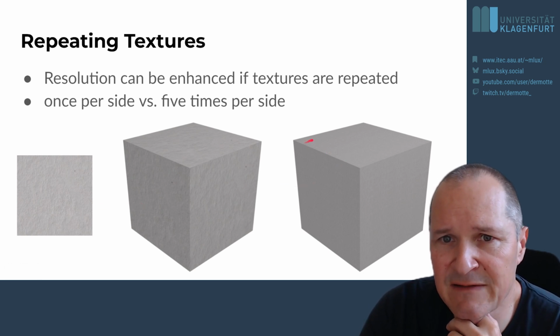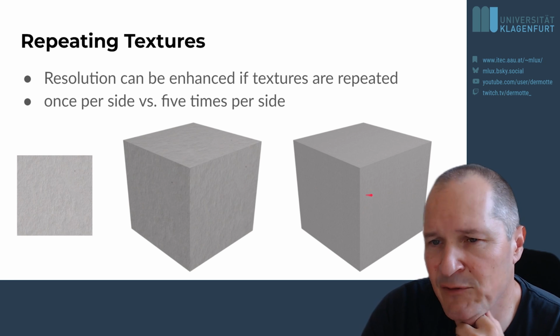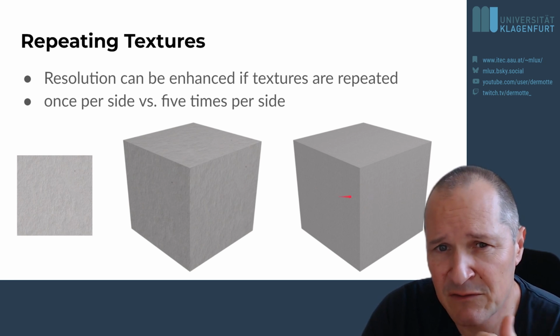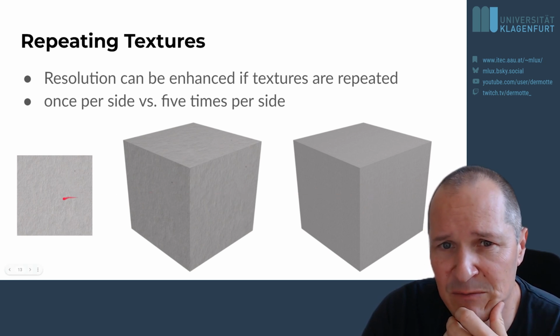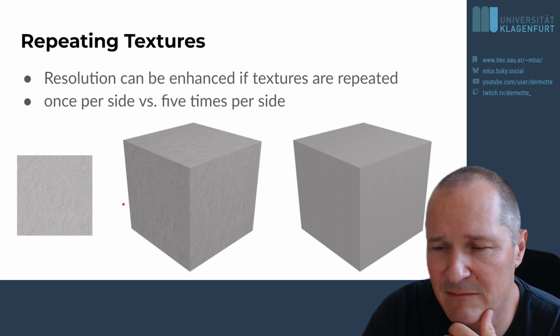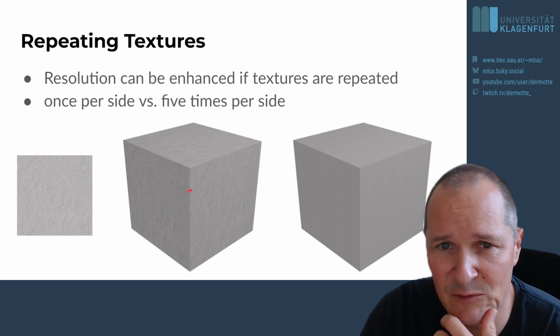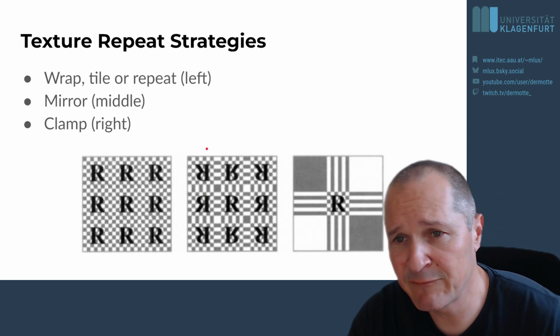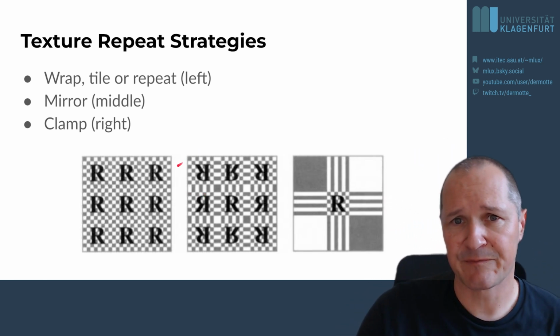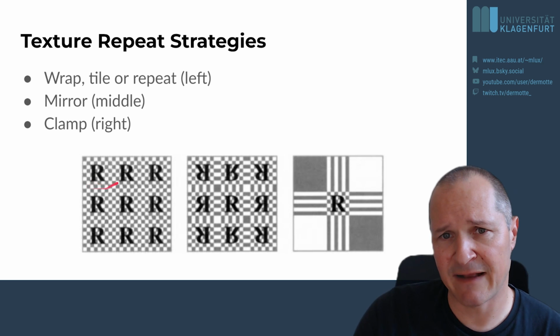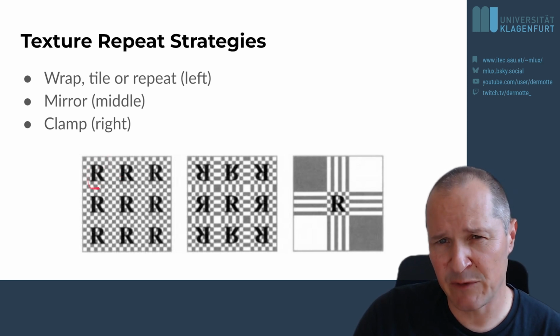Here, the texture is repeated 5 times per side. Of course, zoomed out so far, you don't see the texture anymore. This is actually a piece of cloth, not recognizable anymore. You can have different texture repeat strategies. You can wrap them, tile them, repeat them. That would be like this one.